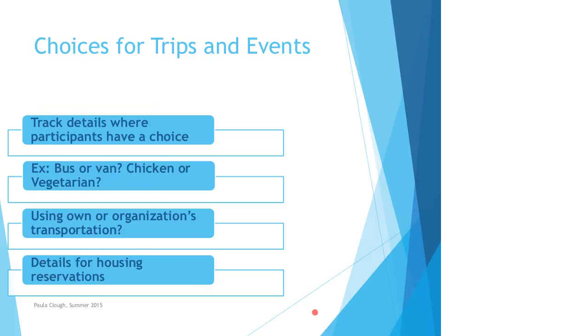Another one is trips and events. Sometimes when you're doing trips with people, not just with the students, sometimes with the faculty too, when you're going to a conference, there's so many details. And there's some of them that they do have choices about. And we can use the choice to track some of those. Again, only one question per, but it can be really helpful just to have it there.